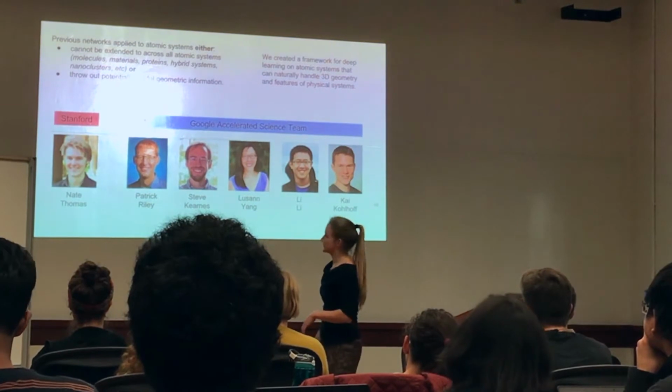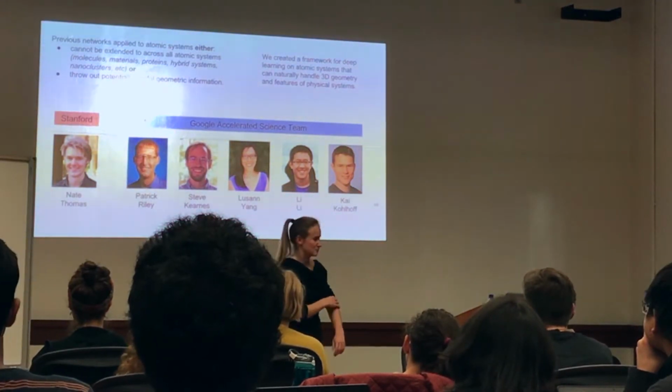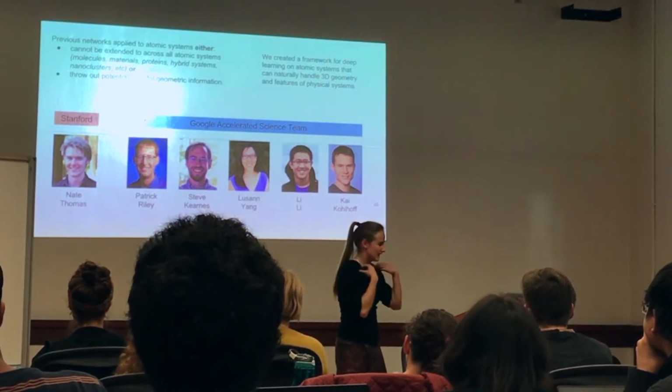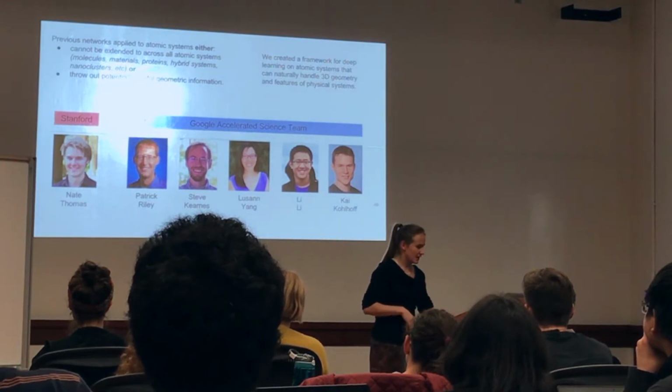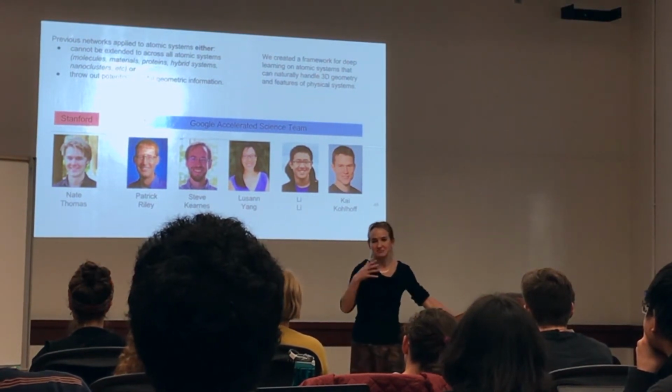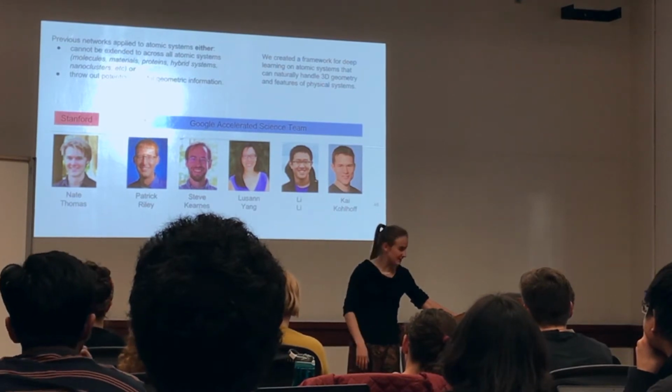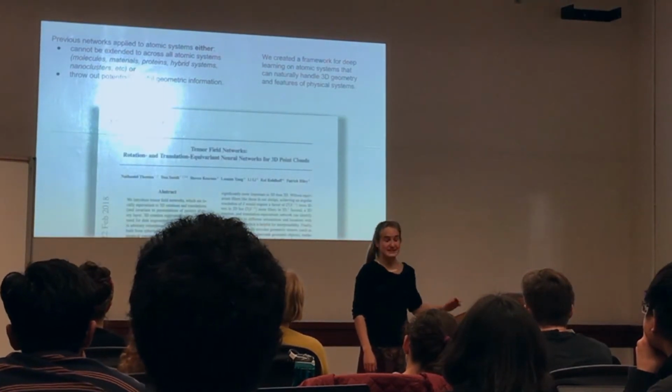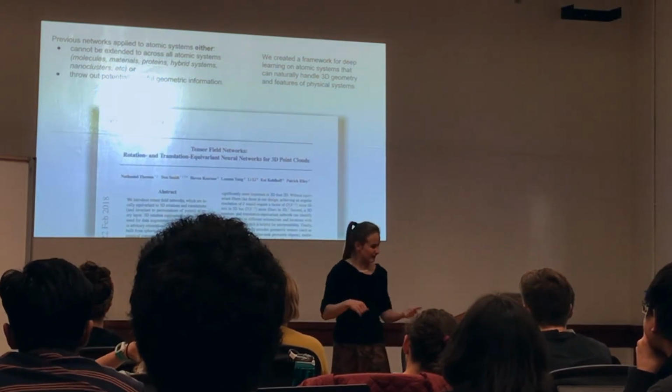And so the Google Accelerated Science team was awesome and let me work on this for my internship and then for my second internship. So we created this framework, a convolutional neural net that has 3D rotation equivariance built into it. This is our paper. We call it tensor field networks, for reasons that I'll explain on the next slide.